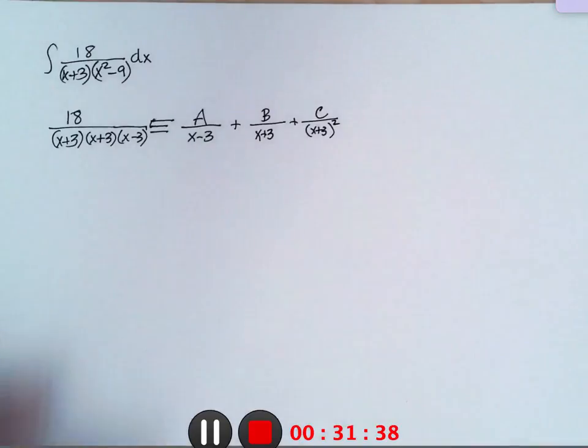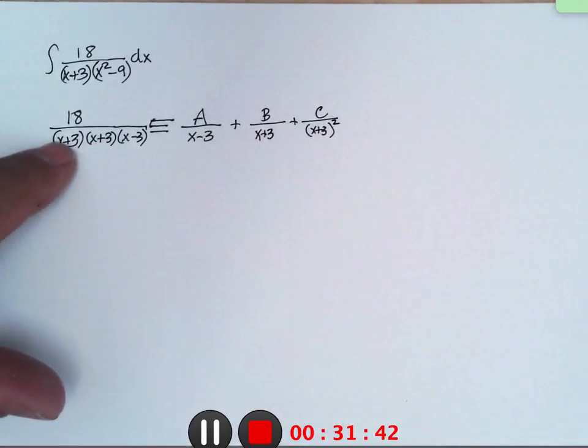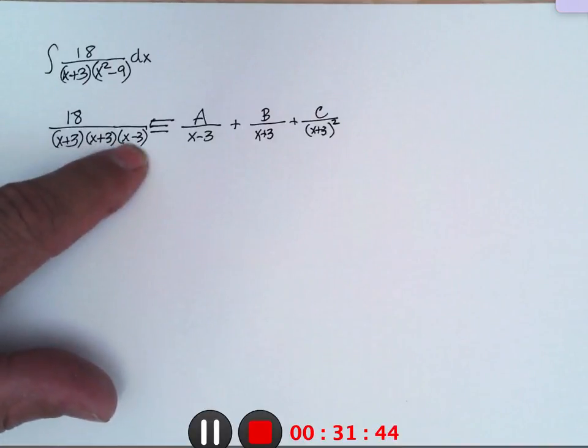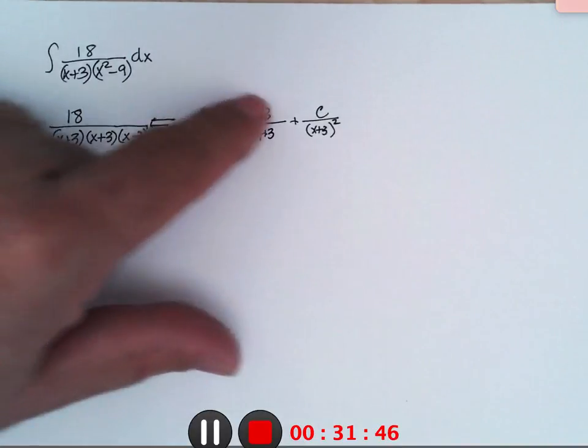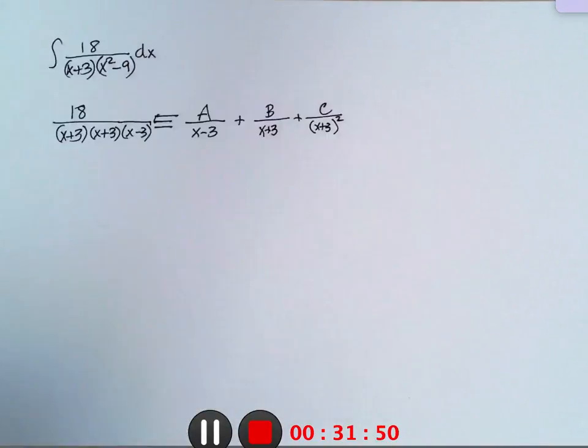If it appeared 3 times, if it was x plus 3, x plus 3, x plus 3, and x minus 3, I'd do a over x minus 3, b over x plus 3, c over x plus 3 squared, and d over x plus 3 to the third. Messy. I don't want to get into that.